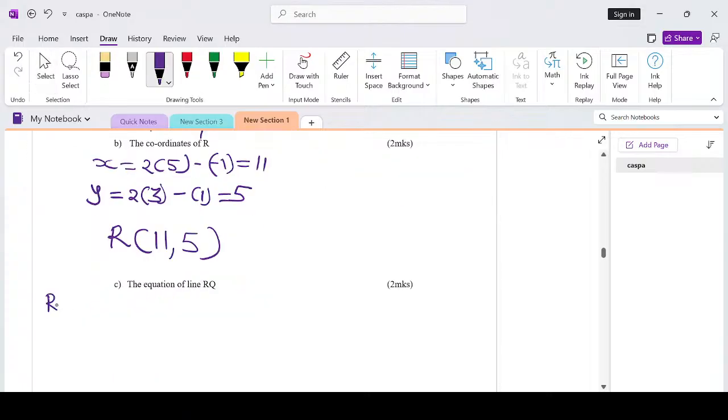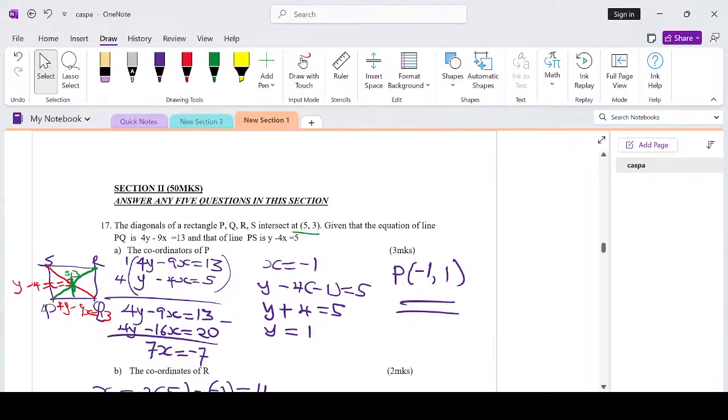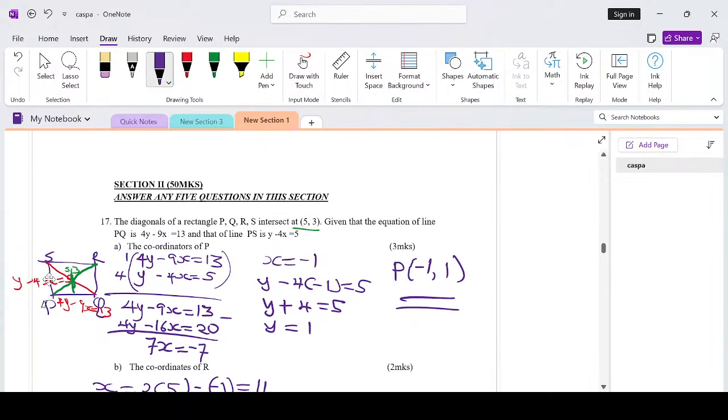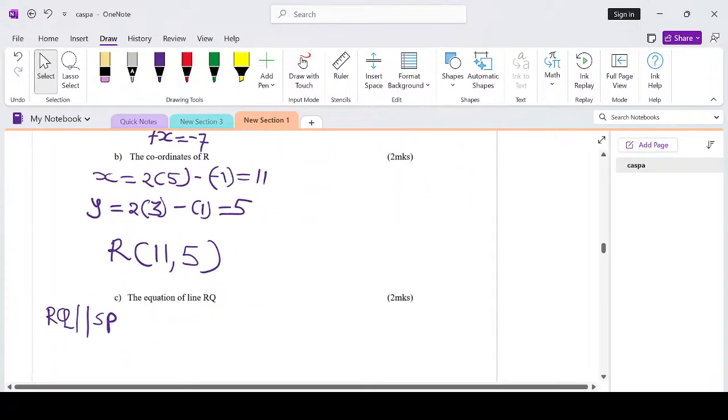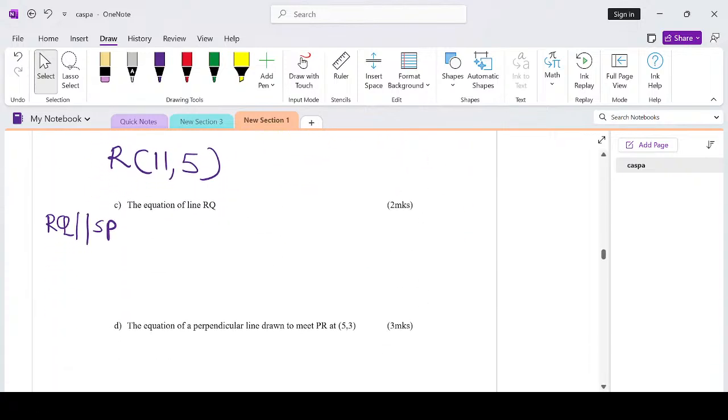RQ is parallel to SP. From the diagram and properties of the rectangle, we expect this one here to be parallel to this. Learners, if they are parallel, what do you know? They have the same gradient. Therefore, I can say, because they are parallel, the gradient of line RQ should be equal to the gradient of line SP.